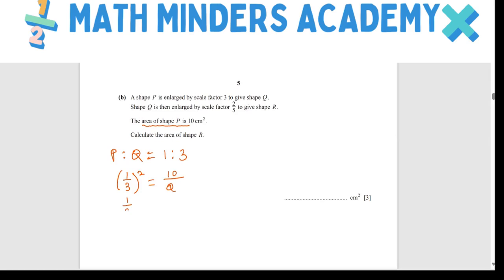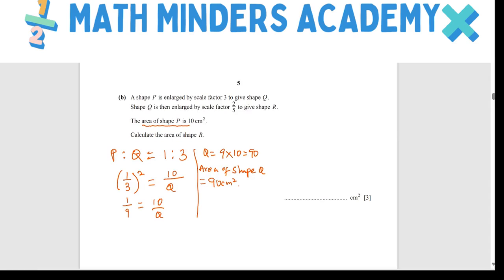So I have 1/9 here equals 10 all over Q, right? So we can go on to cross multiply. We get area of Q is, so here, area of shape Q is 90 square centimeters, right?